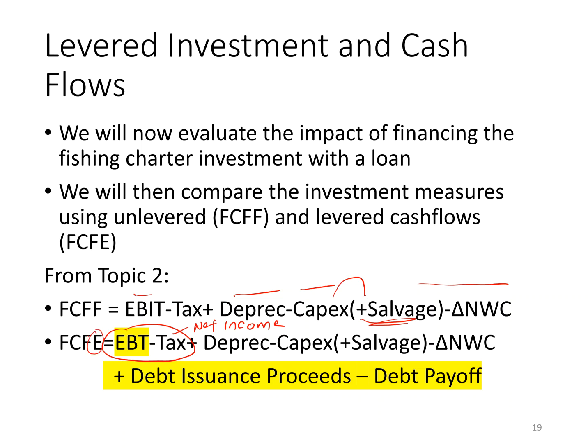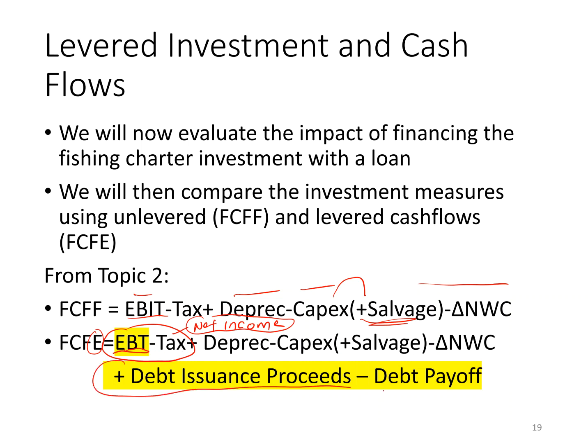Now FCFE, equity cash flows, they're not going to start from EBIT, it's going to be earnings before tax because you're going to subtract interest first. And earnings before tax minus tax has another name. That's actually net income. So it's net income plus depreciation minus CapEx plus salvage minus changes in net working capital.